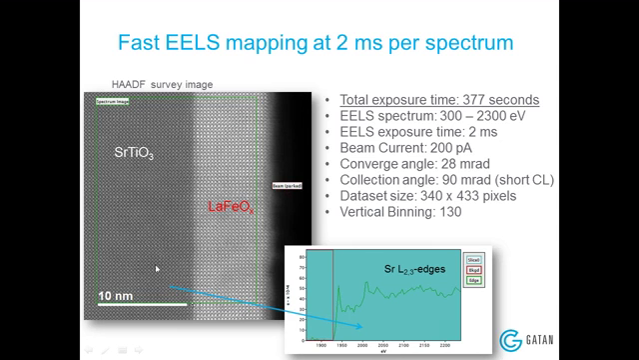if you extract a spectrum from the strontium titanate area, you can clearly see how well resolved the white lines of the strontium are. This proves the high amount of signal going to the spectrometer with just such a short exposure time. This was achieved by using a high vertical binning and a pretty large collection angle, so basically a short camera length. So if we use high binning and a big collection angle, we still get enough signal, even for looking at high energy edges such as the strontium L23 at 1940 eV, down to the atomic level in 2 milliseconds exposure time.